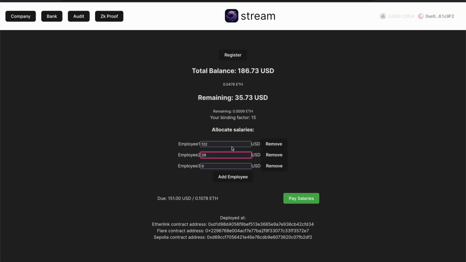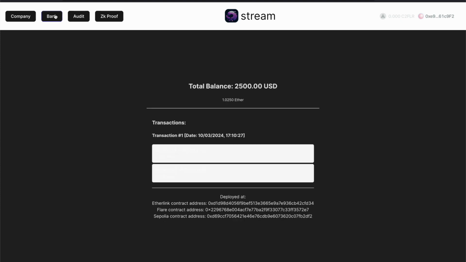And we use Flare time series oracles for the price feed, and it has functionalities where you can register and interact with the underlying smart contract.